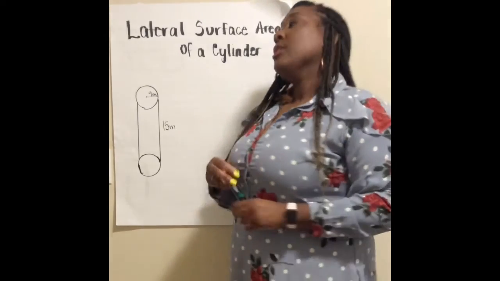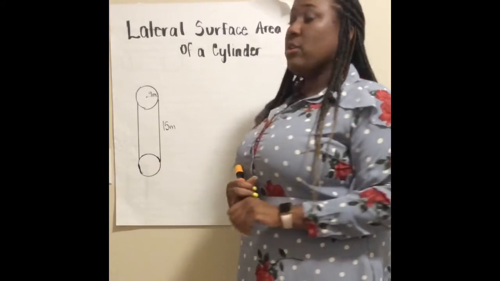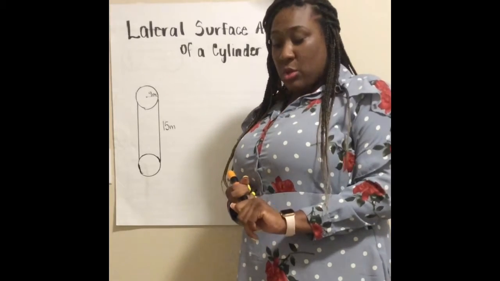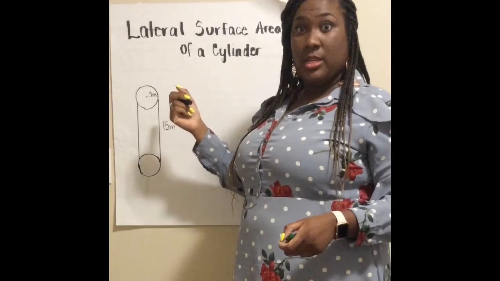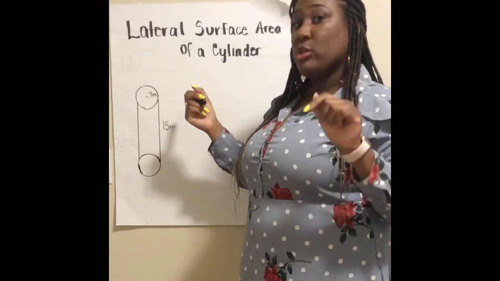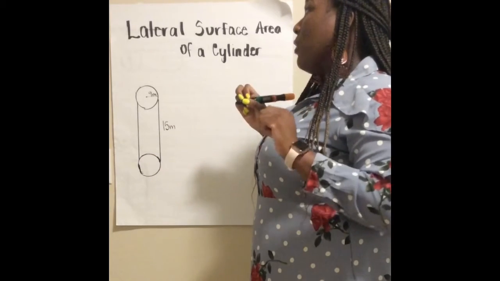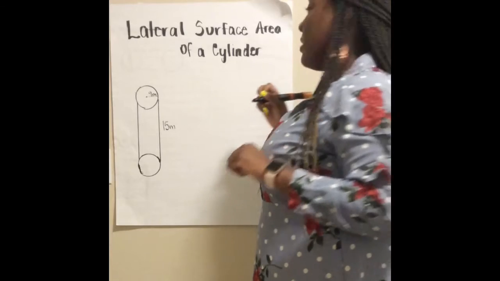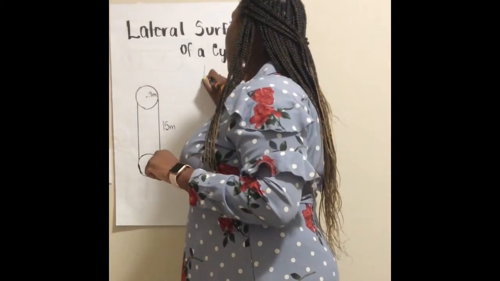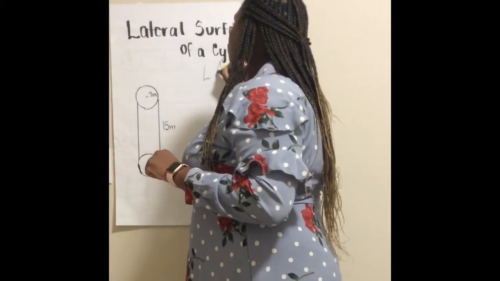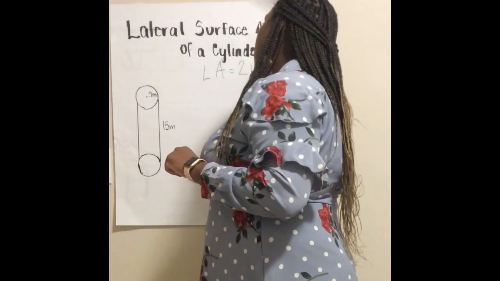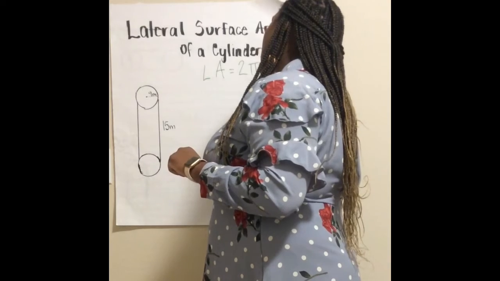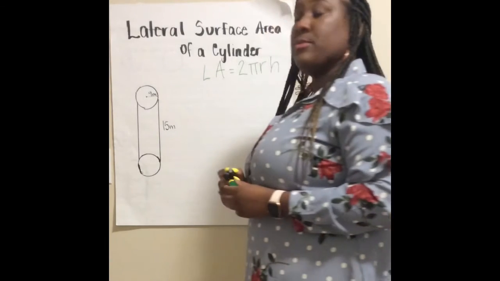Okay? So first thing you need to do anytime you have a math problem that deals with a formula is to what? Write your formula. So your formula for lateral surface area, we're going to label it LA, is 2 pi r h.